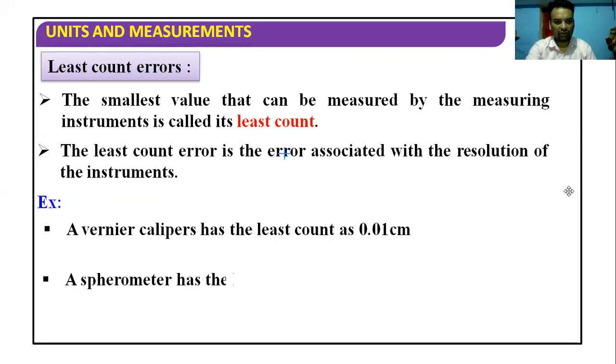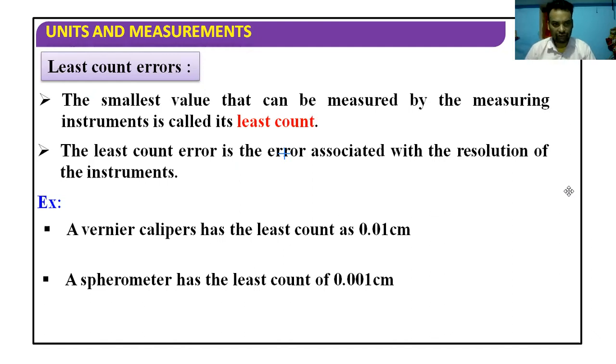Then the least count error. Especially this term is used for vernier caliper and screw gauge, which are used in the physics lab to find the dimensions of very small objects, to find the diameter of a wire, or to find the diameter of a cylindrical rod. So these vernier caliper and screw gauge are used.